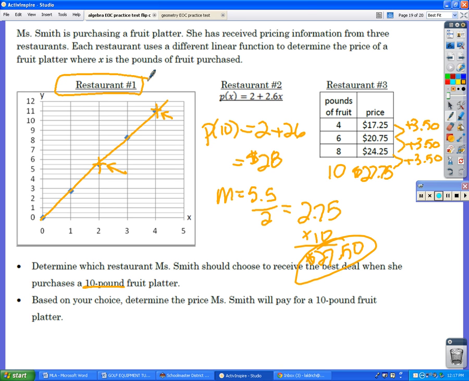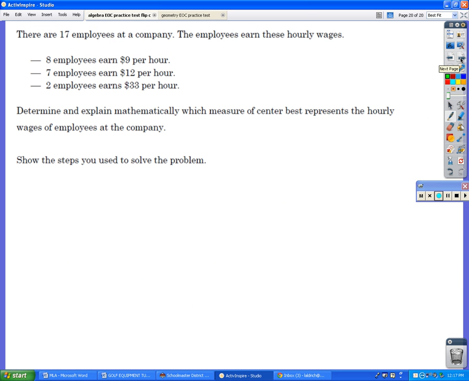And if you called up a restaurant and said, how much is it for 10 pounds of fruit? And they say, well, the linear equation we use to figure out how much we charge is the following, hang up the phone and call somewhere else, okay? Jacob? Who would make that much of a big deal out of that? Me.